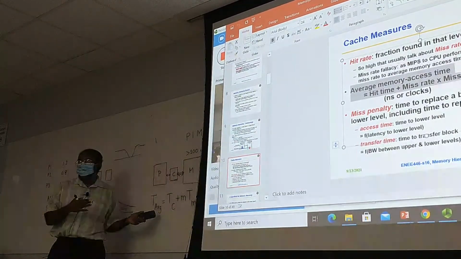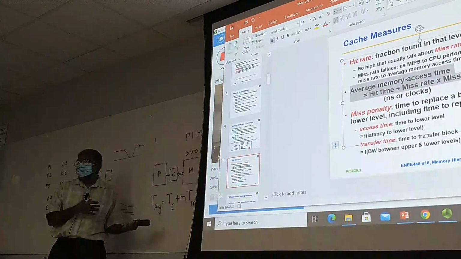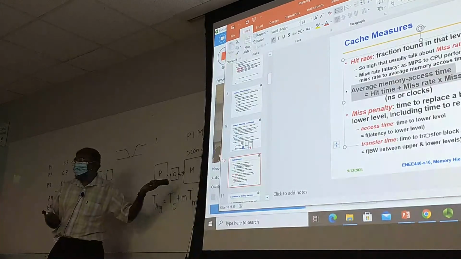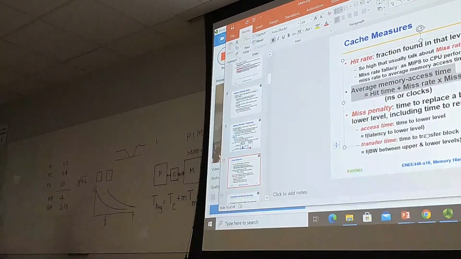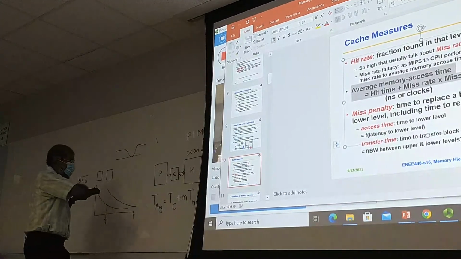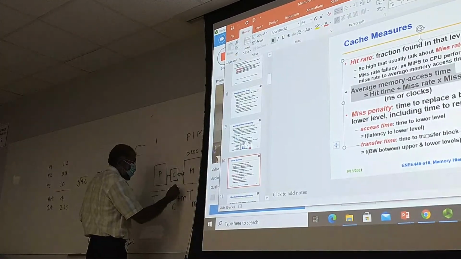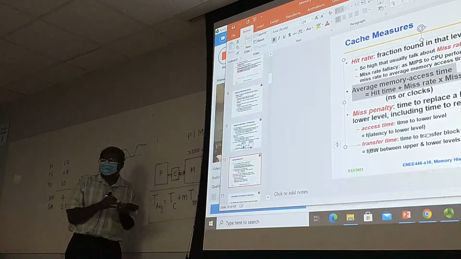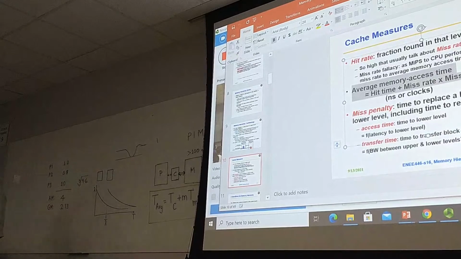In real life, it would be better than that, because while a miss is being serviced, it may be servicing other hits. But we will still use this equation in our discussion, and this equation you would have seen in 350.